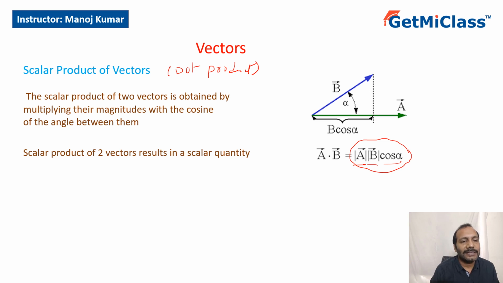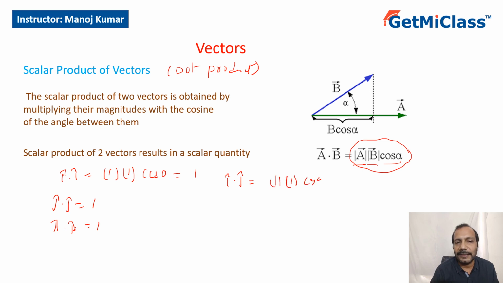Now sometimes if it is in vector representation in i, j, k, then for A dot B, now i dot i would be equal to how much? Magnitude of i is 1. Again magnitude of i is 1. Angle between i and i is 0. So 1 into cos 0, that is 1. Similarly, j dot j would be 1. k dot k would be 1. Now if I look into i dot j, this will be 1 into cos 90, so that is 0. So i dot j is 0, i dot k is 0. Similarly, j dot k is 0, right?